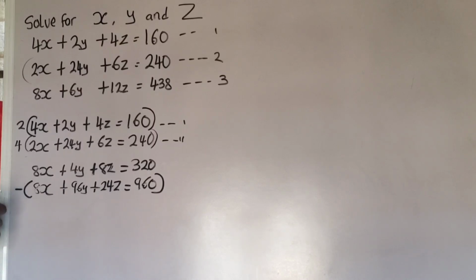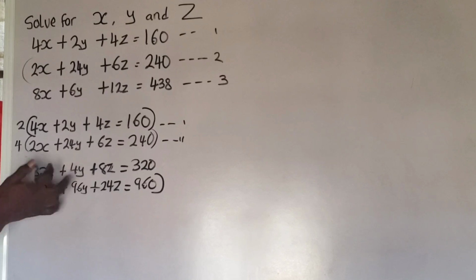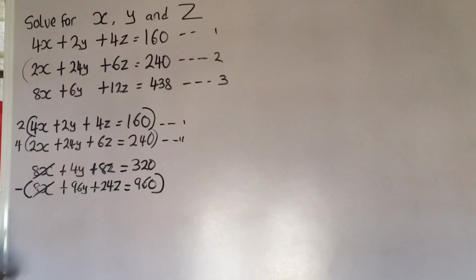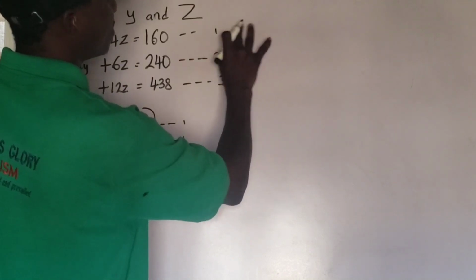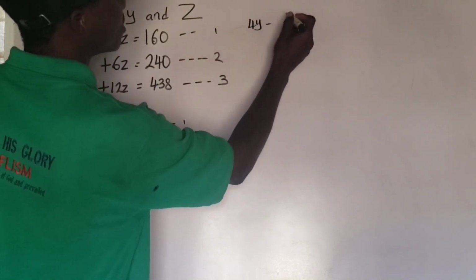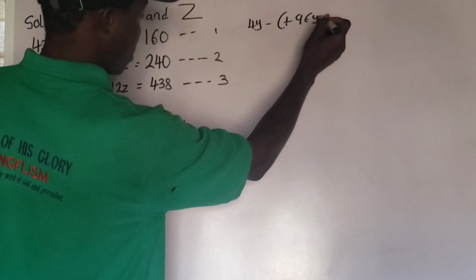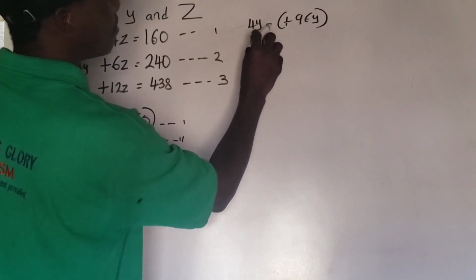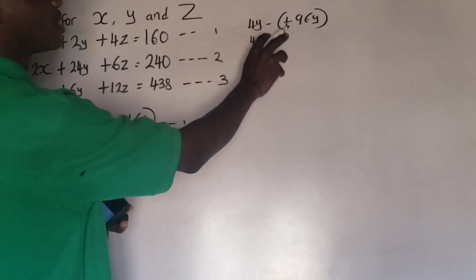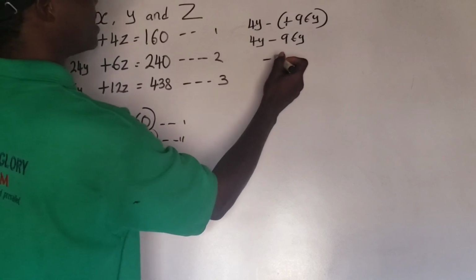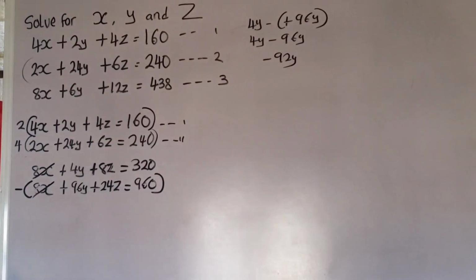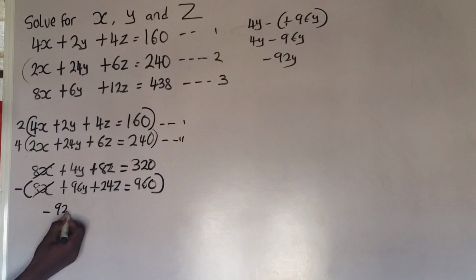So from this now, I'm left with what? This will cancel this. Now we are left with positive 4y minus positive 96y. Let me write it out. 4y minus 96y, a negative multiplied by a positive is negative. So 4y minus 96y will give us negative 92y. Do you understand? So this will give me minus 92y.